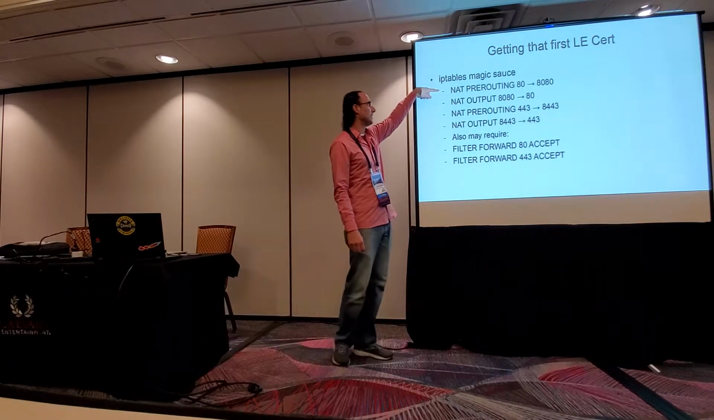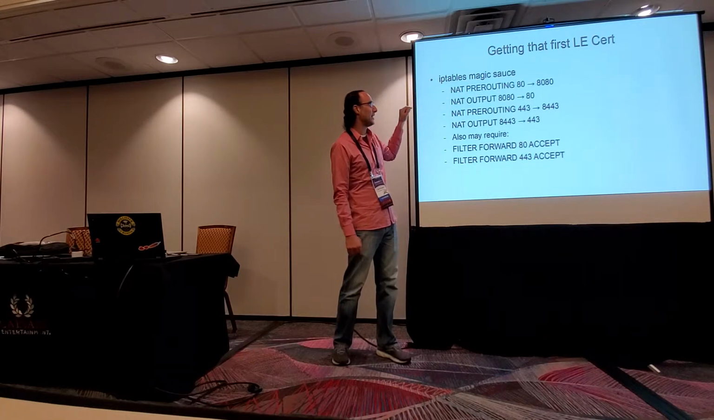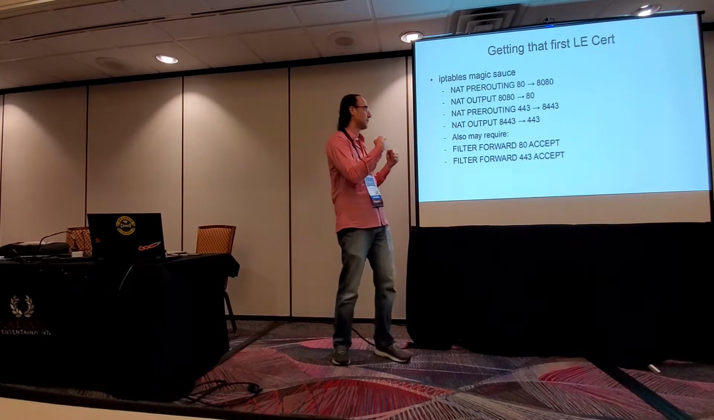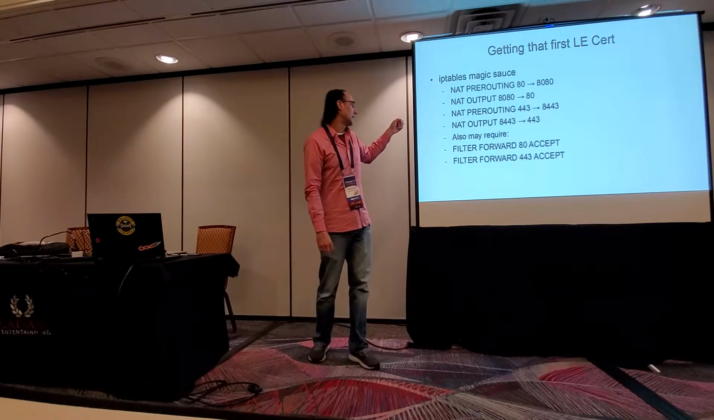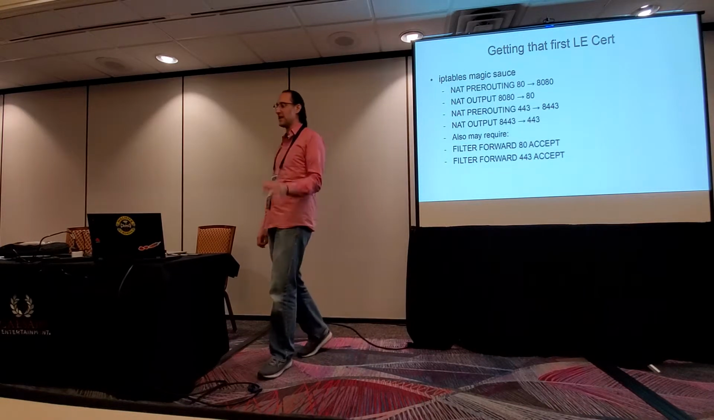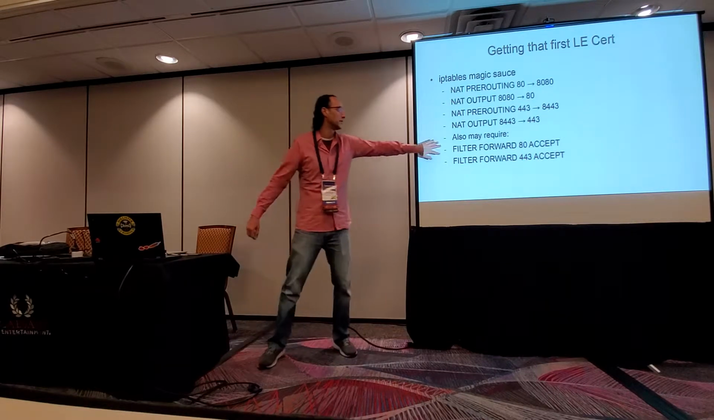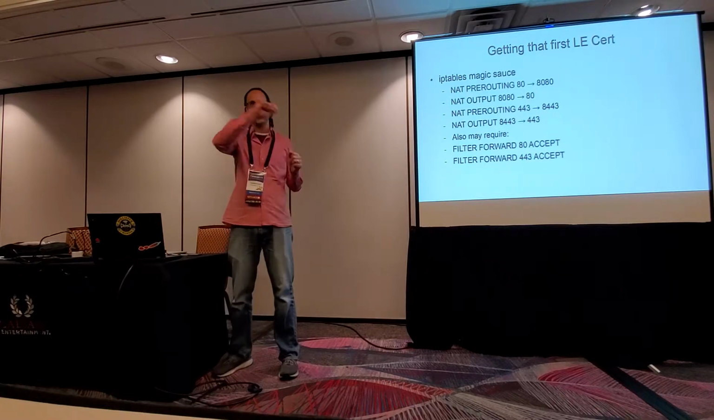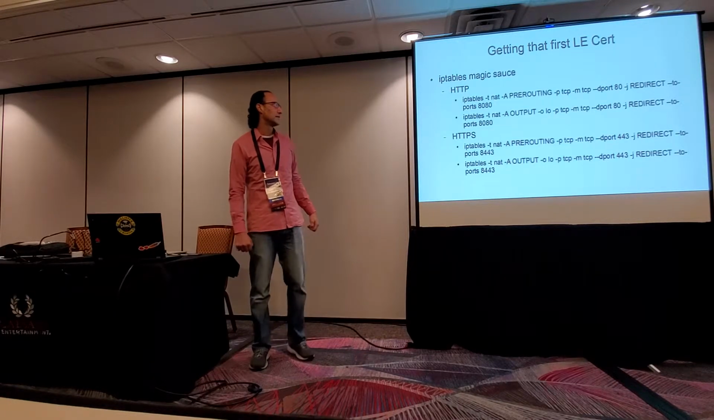So in the network address translation pre-routing, we're going to forward port 80 to 8080, and then we're going to unforward 8080 back to 80, because it needs to go round trip. Then we're going to do the same thing with 443 just for completeness. You also may need to tell it explicitly that the NAT needs to accept data coming through. The forward filter needs to accept those two things so that it can actually cross from the external boundary to the internal boundary. So those are the actual commands that you'll need to use.